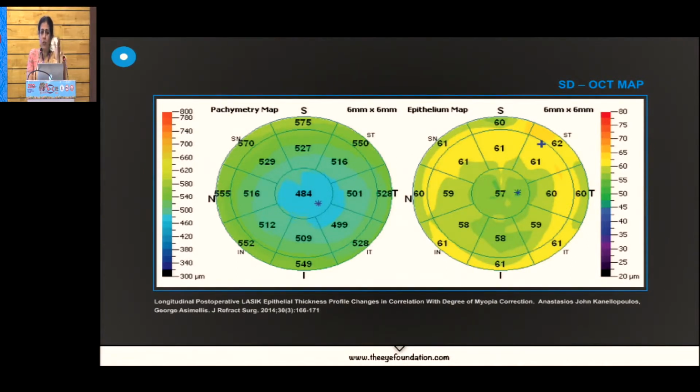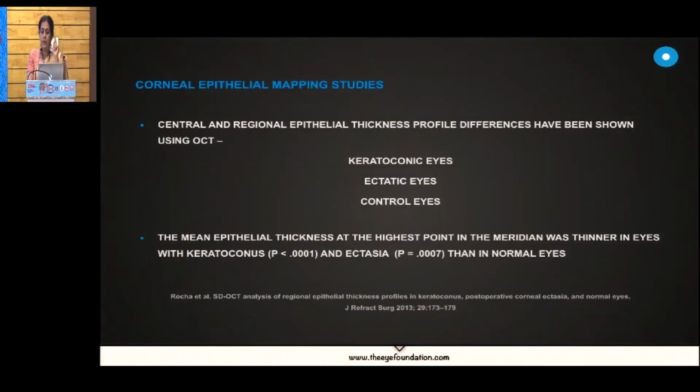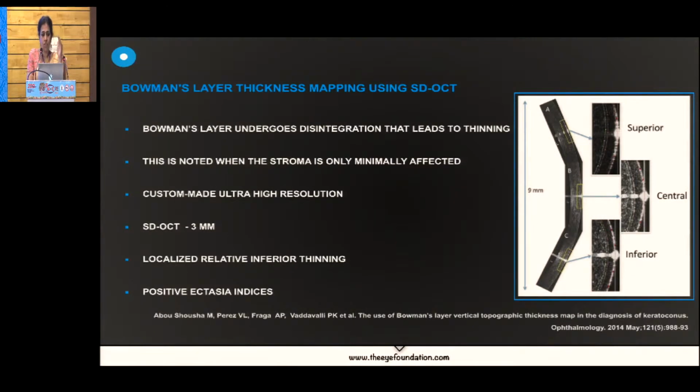Then it became important to look at the spectral domain OCT epithelial maps, because we did come to understand that in early keratoconus or in advanced keratoconus, the epithelium overlying the cone is getting thinned out, and when you see an irregularity in the epithelial thinning or thickness profile, start looking with greater caution.